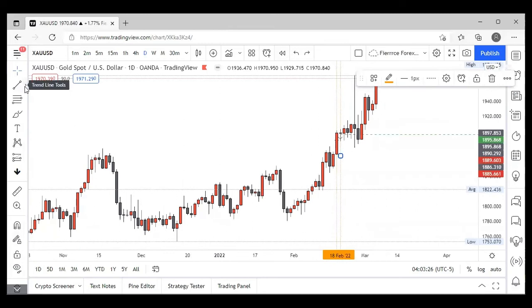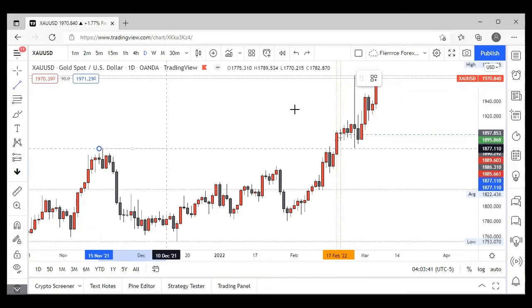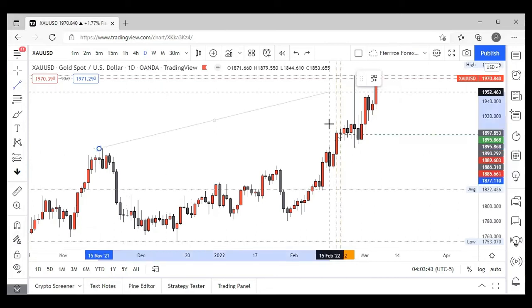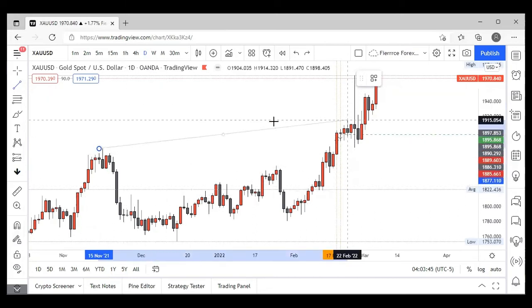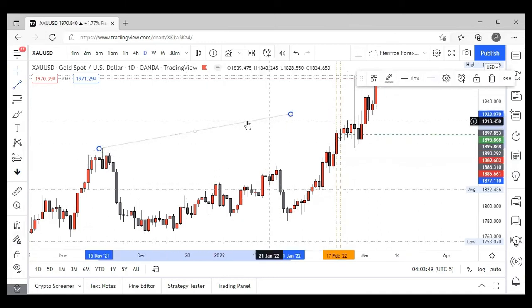Now the next one is the trend line tools. You'll use this quite a bit. This, for example, here is a trend line. Let's see the different types of trend lines. We have this kind of trend line. If I click on it, it allows me to draw a line up, a line down, etc. That's the trend line I've drawn there. And once I draw it, this pop-up opens.